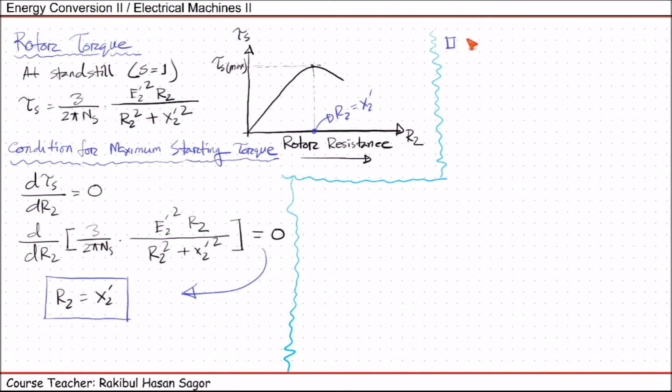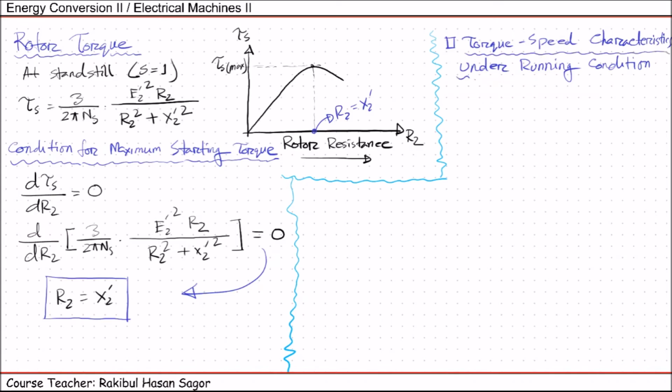So the next topic is torque speed characteristics under running condition. Definitely it will be under running condition because we are considering torque speed. When speed is involved, that means the motor is under running condition.